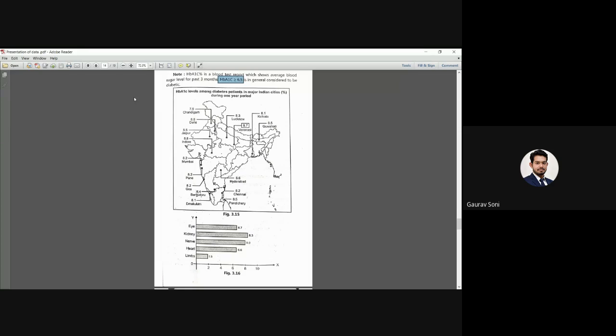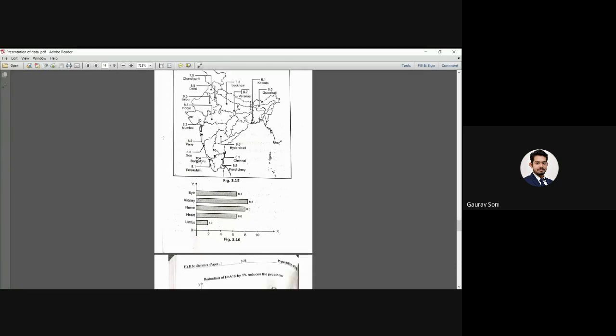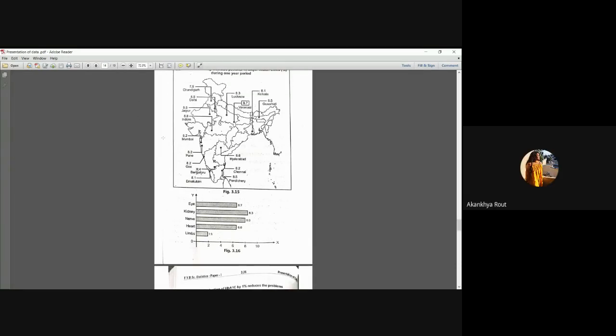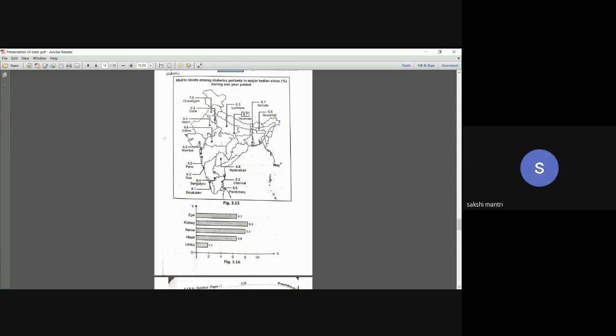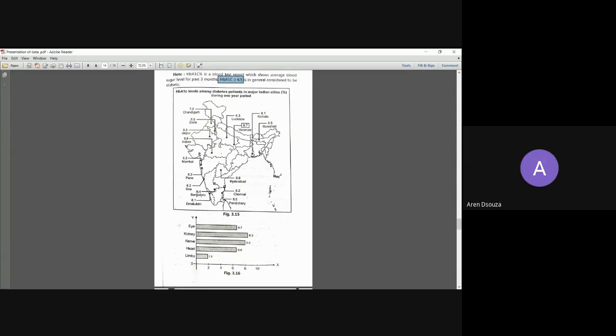Name the city with HbA1c level less than 8. Less than 8 is Chandigarh. Chandigarh is with the lowest number. Third one, name the highest of complications among diabetes patients. Kidney. Indore. Kidney 8.3. Yes. So, Indore 8.8.